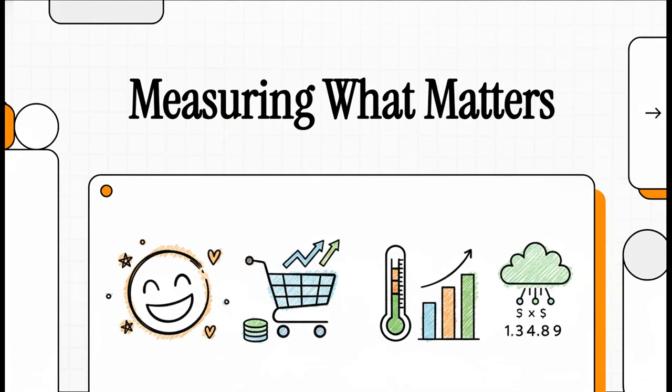Have you ever stopped to wonder how researchers take a big, abstract idea like happiness or brand loyalty and turn it into cold, hard data? It all comes down to measurement, this fascinating art and science of assigning numbers to the world around us. So how do they actually do it? Well, let's dive in and find out.